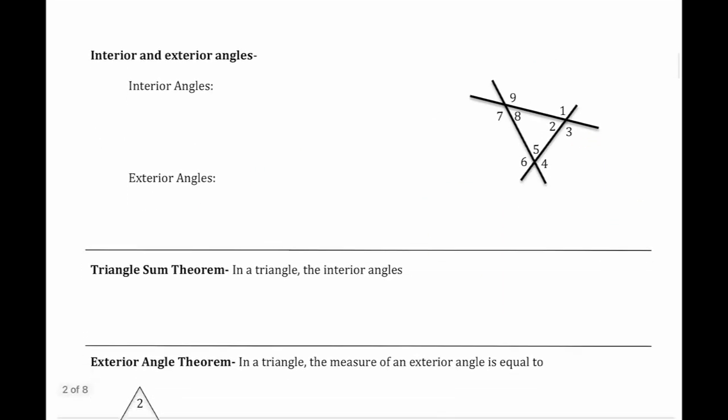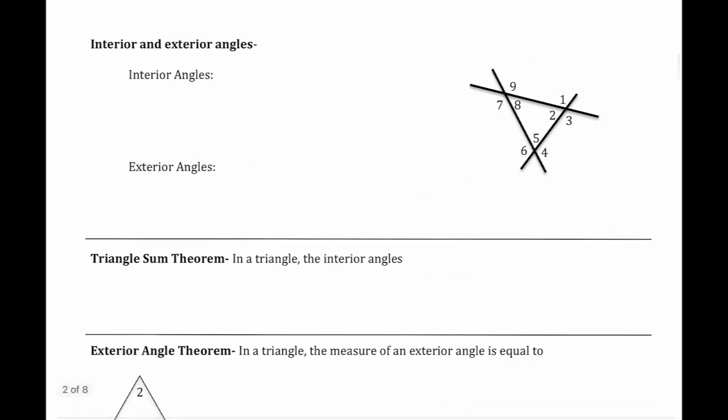We'll take a look at interior and exterior angles. Again, we've done a little bit with polygons on this before. We'll look at it again now. Interior angles are the angles inside of the triangle, so inside the polygon. So in this case, we'd have angle 2, angle 5, and angle 8. Exterior angles come when we extend one of the sides. So for example, if we take angle 2 here, we extend that side.